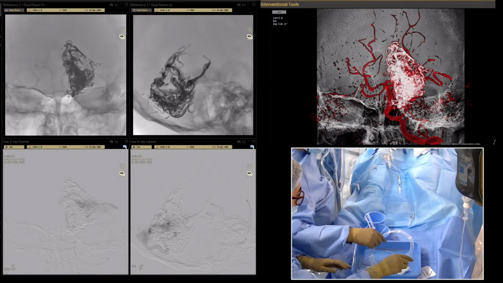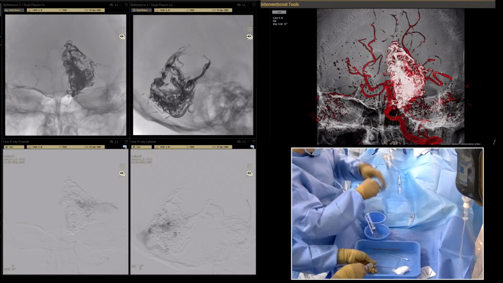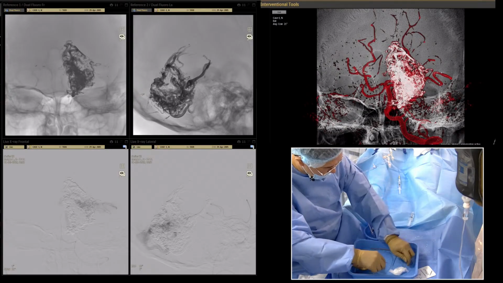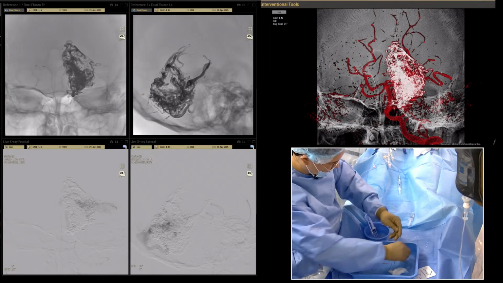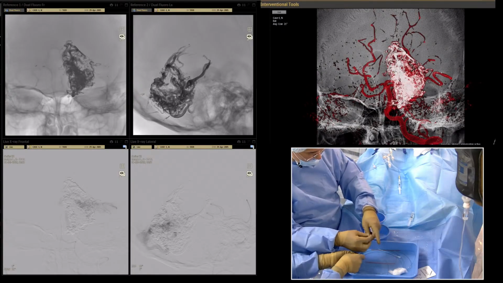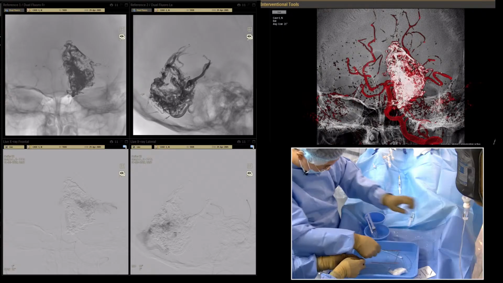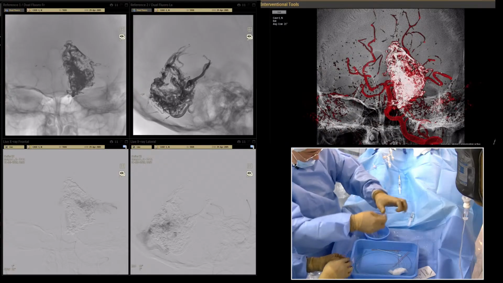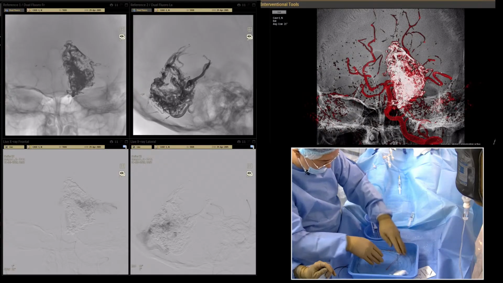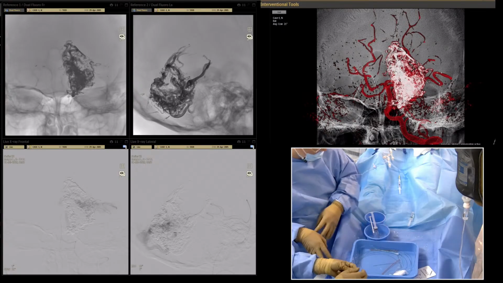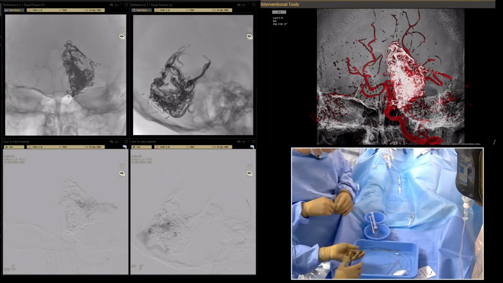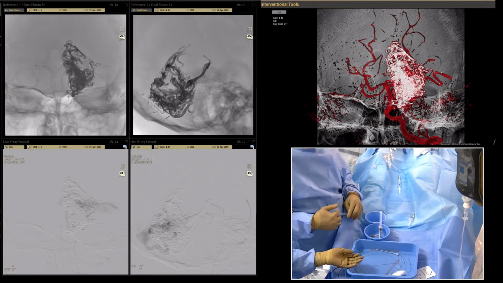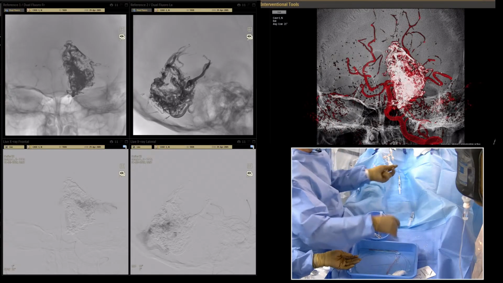Okay, let's prepare the Sonic. As I need to change my glasses, I couldn't see in close distance. Yes.